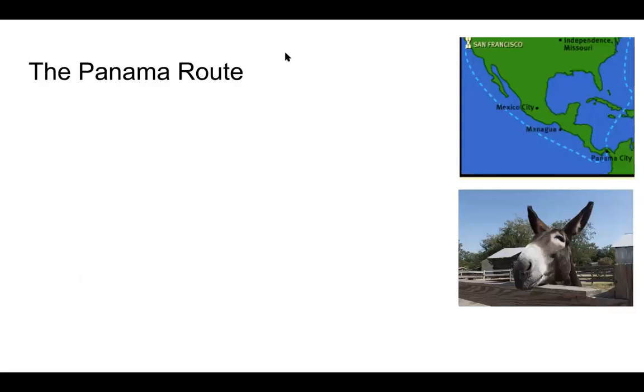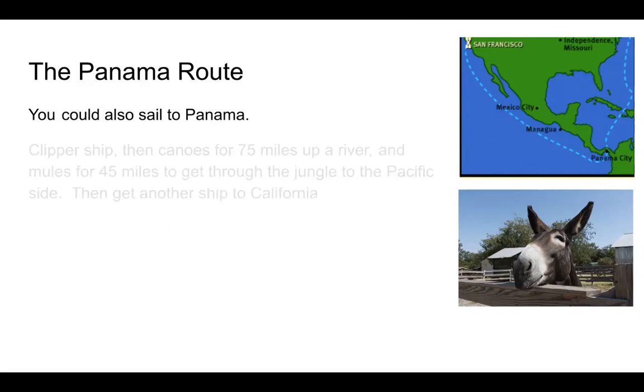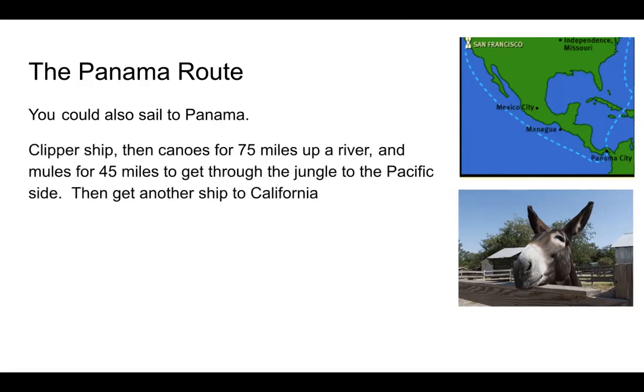Last but not least, there is the Panama route, which is shorter, but it's probably the most dangerous out of the three. So you can sail to Panama. So that's step one. So say you're coming from Boston, you're going to go along this route. You're going to stop in Panama City. And then you're going to unload, and then you get to get on a canoe because there's a series of rivers that you now need to go up and down, and then you get off of your canoe, and then you get your very luxurious mule.